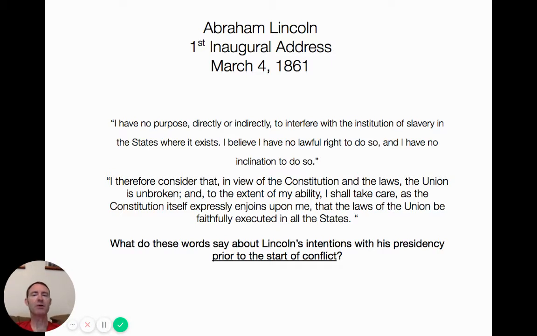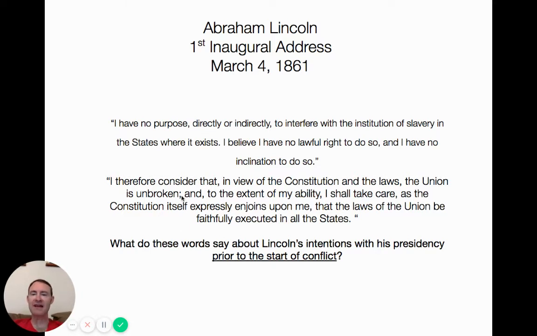I have no purpose directly or indirectly to interfere with the institution of slavery in the states where it exists. I believe I have no lawful right to do so, and I have no inclination to do so.